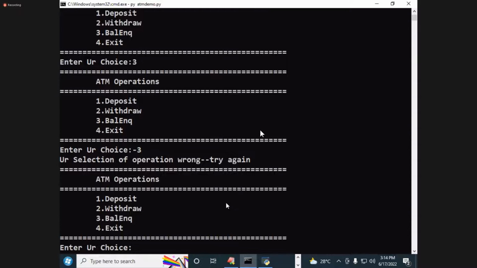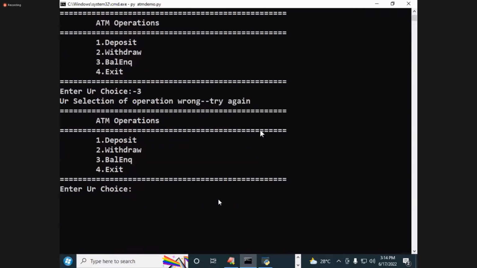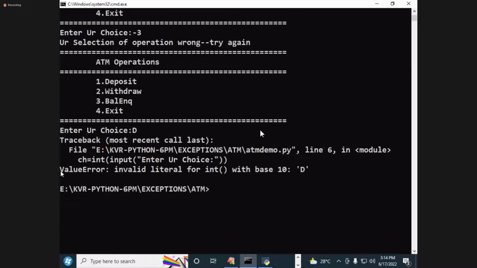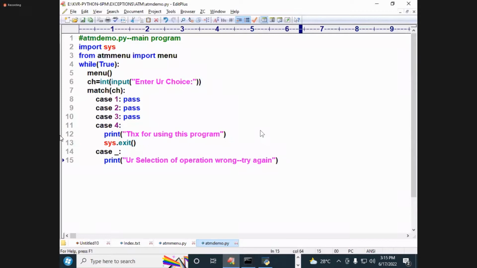Right. Enter your choice. I will write D. Value error will come. 1 is D, but D should not be entered. That is other than the data type you are entering. Which error did we get? So I need to write that also. What is that? I'm showing.